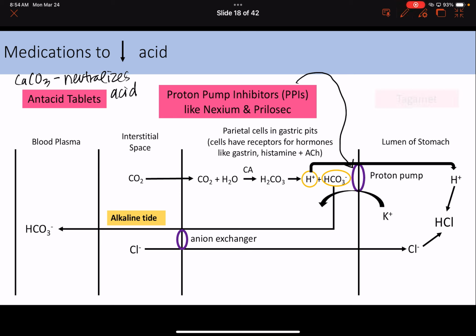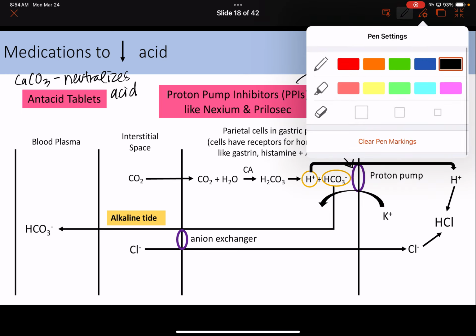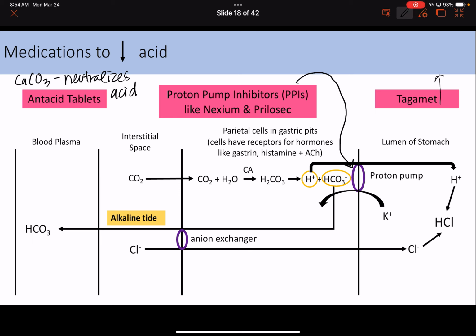And then the last one is Tagamet. What it's going to do is block histamine receptors. Is that written in your lecture notes already? Yeah. So it blocks histamine receptors, so you lose one of the triggers that gets those parietal cells to produce the hydrochloric acid. Because like I said before, if we have all three of those triggers present, we're going to be producing a lot of hydrochloric acid. Well, now we've just taken away one of those triggers by blocking those histamine receptors. So we just get less production. Okay. Everyone okay with this?